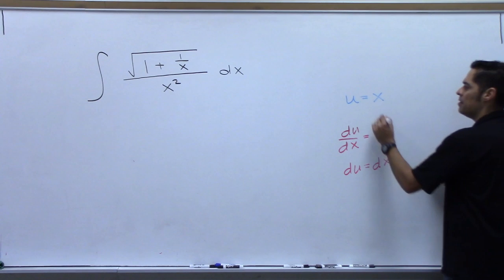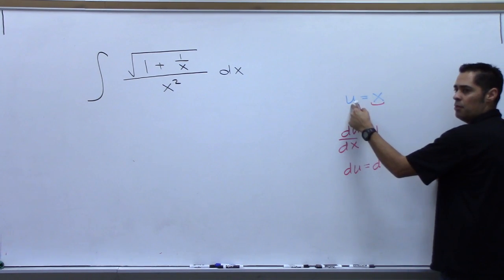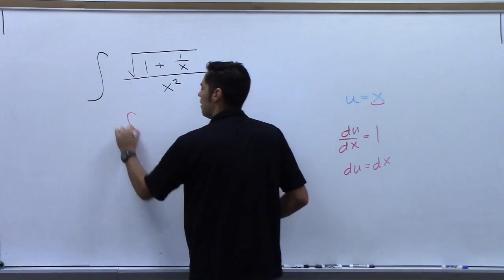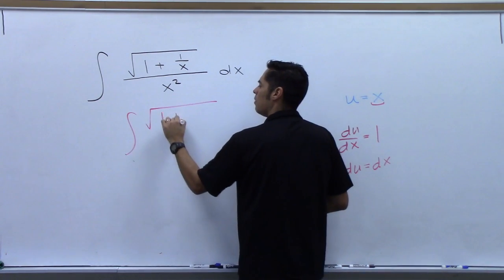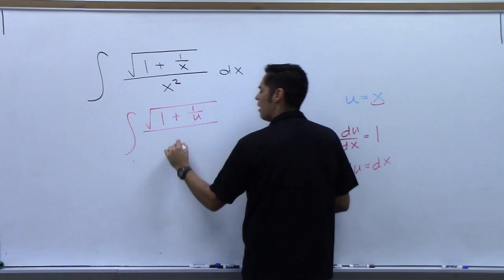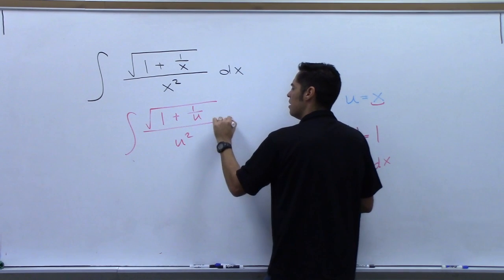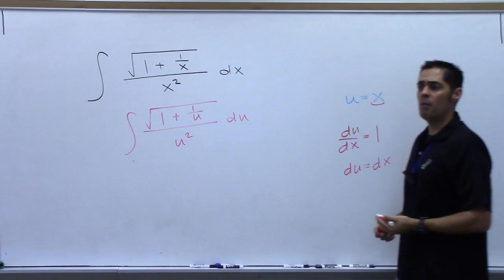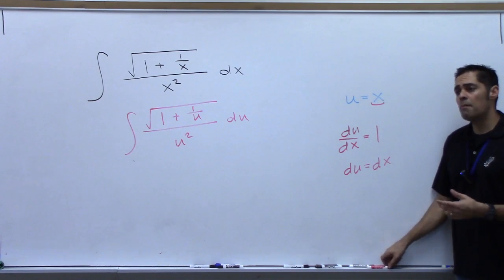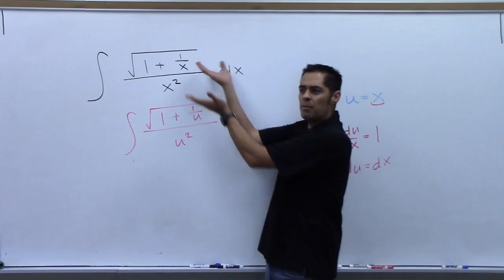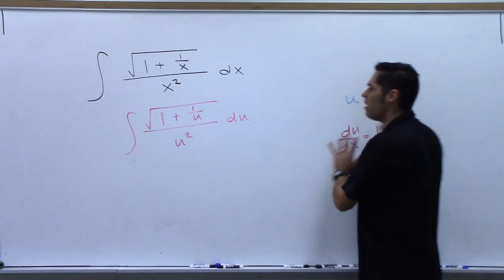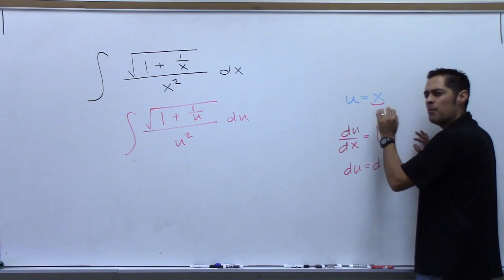So what's going to happen is every x I see, I replace it with u, and dx I replace with du. And the whole problem would become square root 1 plus 1 over x is u, the bottom is x squared, u squared, and dx is du. And all you've done is rewritten the problem in terms of u. So yes, you can do it, but it gets you nowhere because you're just changing the variable from x to u. That's all. So in this method, that would not be a substitution you want to make. It's got to be something more than that.